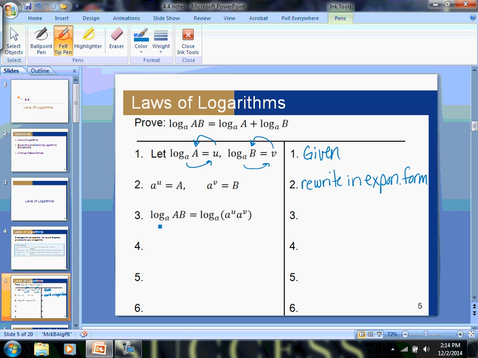So I'm going to take this expression log base a of A times B, and now that I know what A is and what B is, I'm going to substitute them in. So I'm going to put a to the u in for A and a to the v in for B so that I get this expression. So that's just substitution.